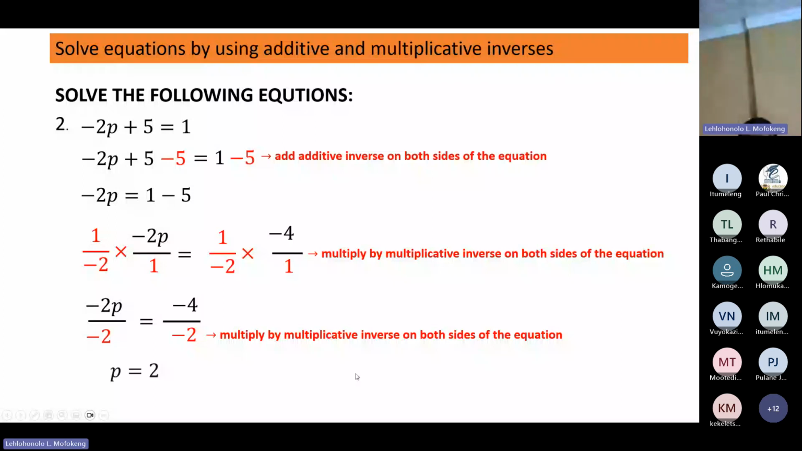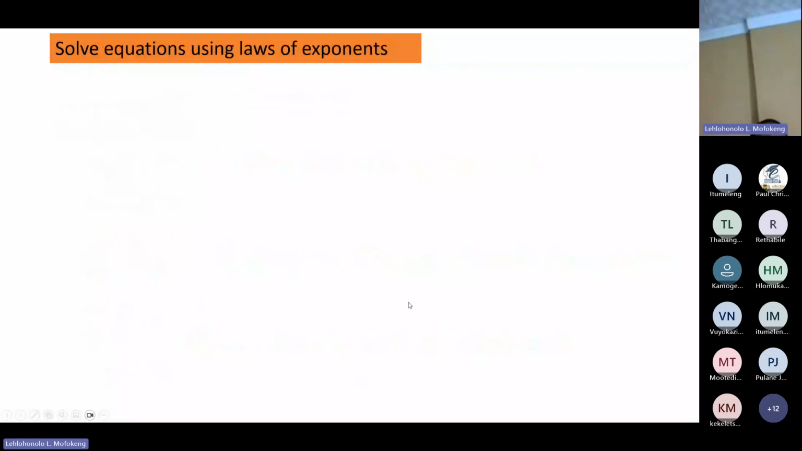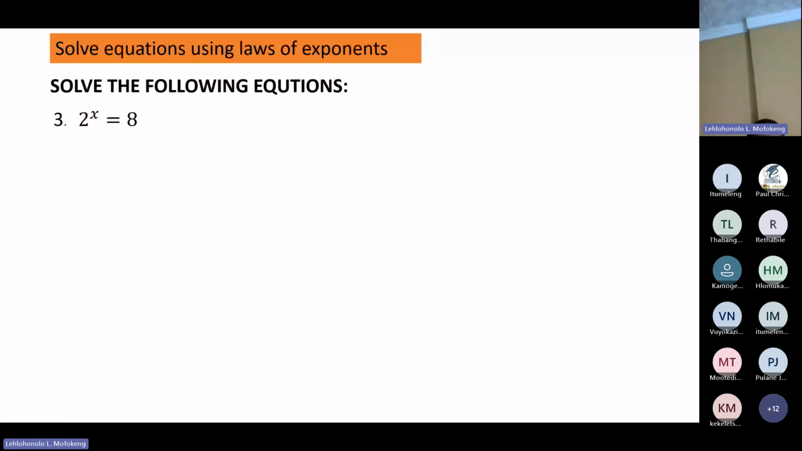And then moving forward, solve equations using laws of exponents. Right. In solving equations using laws of exponents, let's get started. We have 2 to the exponent of x equals 8. So in this case, we need to solve for x.